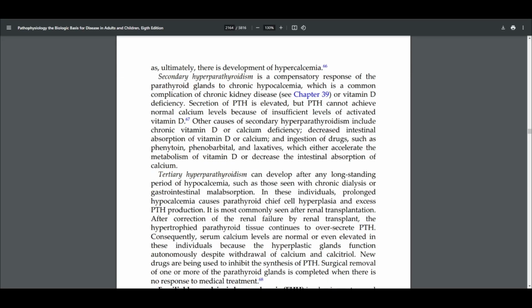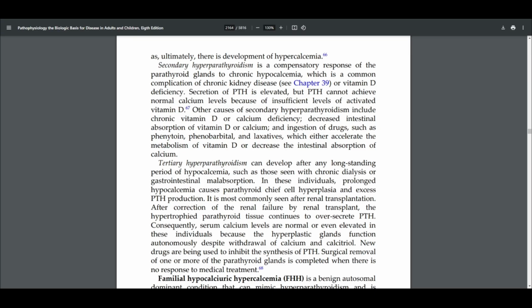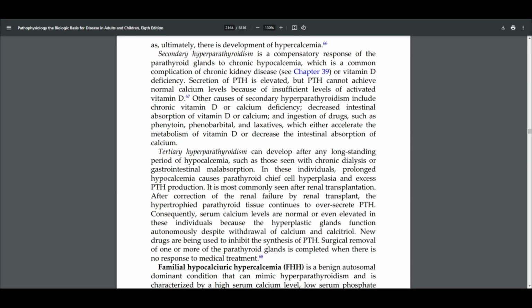Secondary hyperparathyroidism is a compensatory response of parathyroid glands to chronic hypocalcemia, which is a common complication of chronic kidney disease or vitamin D deficiency. Secretion of PTH is elevated, but PTH cannot achieve normal calcium levels because of insufficient levels of activated vitamin D.